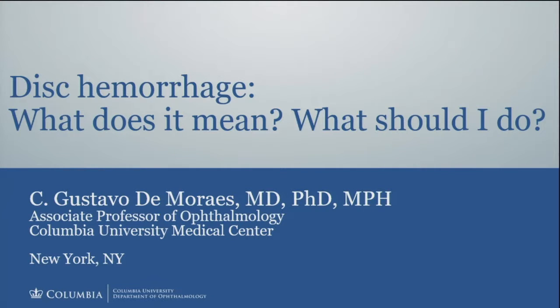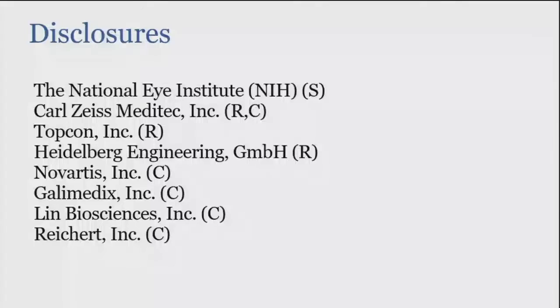These hemorrhages are perhaps one of the most important risk factors for glaucoma onset and progression, along with intraocular pressure. So I'm going to focus on these hemorrhages. What does it mean? What should we do? And how does it relate with pressure?